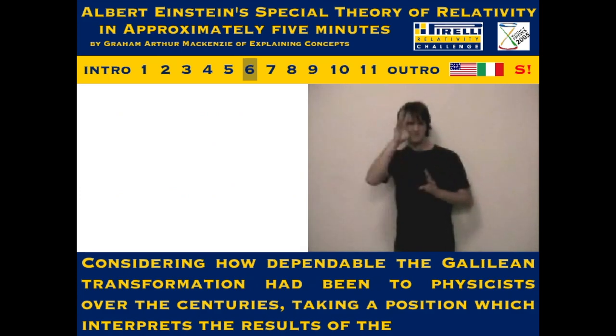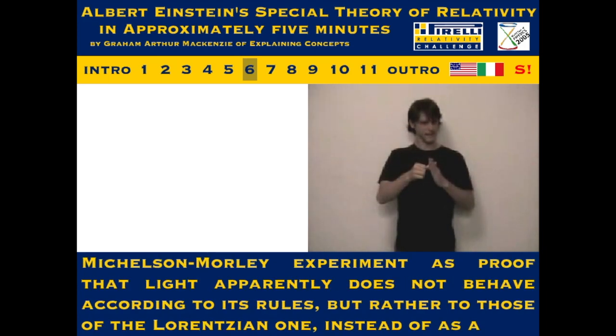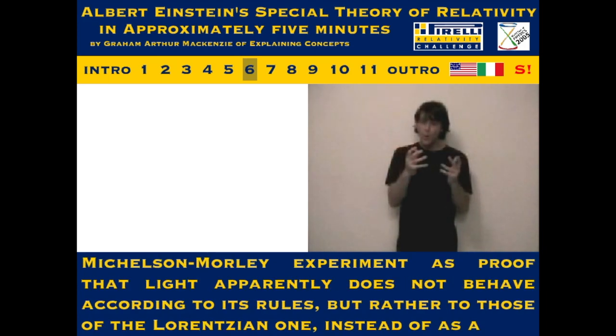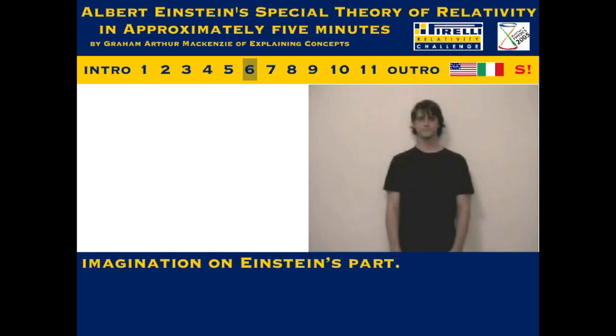Considering how dependable the Galilean transformation had been to physicists over the centuries, taking a position which interprets the results of the Michelson-Morley experiment as proof that light apparently does not behave according to its rules, but rather to those of the Lorentzian one, instead of as a failure to provide evidence for the existence of the intellectually appealing, probable, and widely accepted though unproven ether, was no small feat of imagination on Einstein's part.